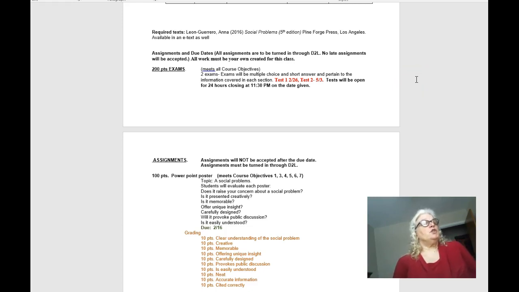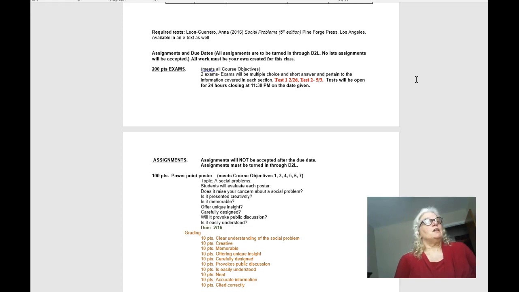Assignments are due on the dates given without special permission. There is no extension on these unless there are medical reasons or other reasons, and you contact me prior to the due date. So, first of all, exams. There are 2 exams in this course. They will be multiple choice and short answer and pertain to the information in each section.